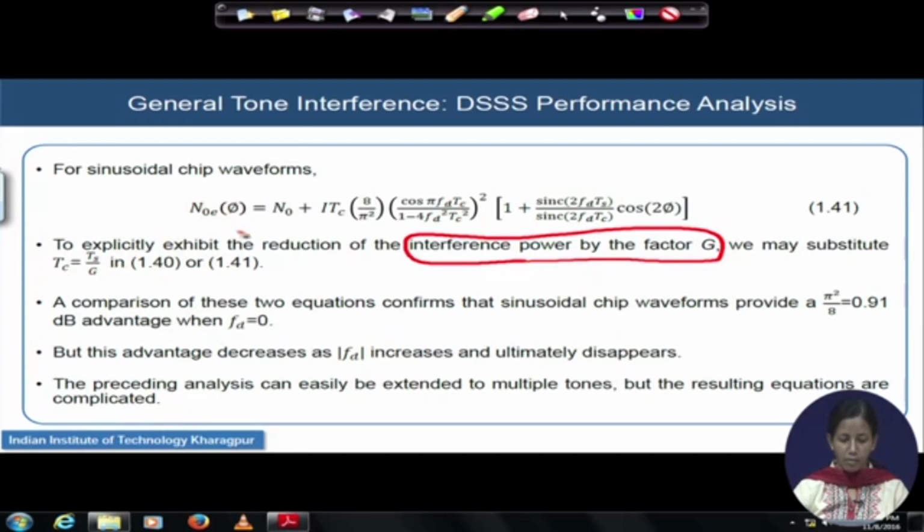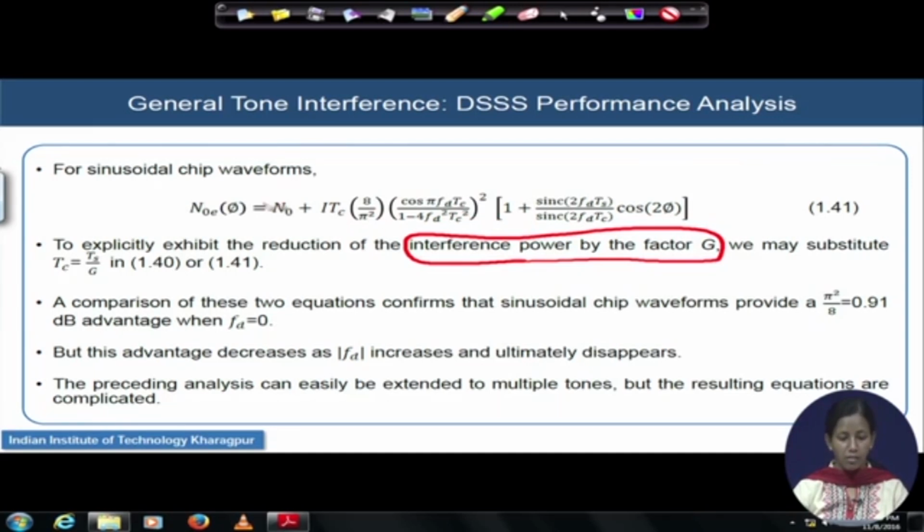So, this power spectral density will be directly divided by capital G. So, the processing gain that you will have in the receiver design of a spread spectrum communication system will help you to bring down the effect of the interference by the processing gain times. That is proved by both equation 1.40 and 1.41 compared to the conventional system.